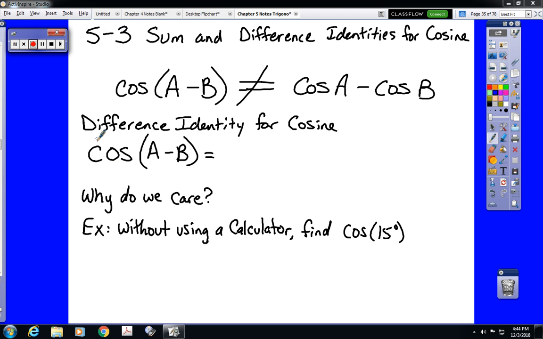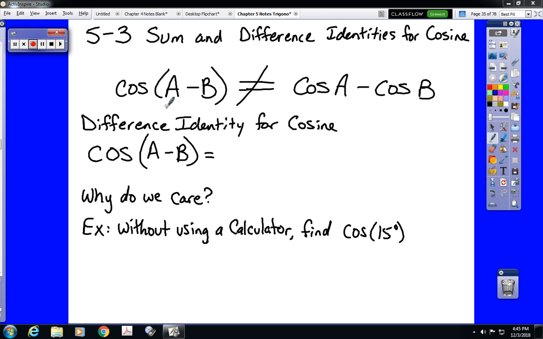Okay, so here are our lesson 5-3 notes covering the sum and difference identities for cosine. Now this is all based on a common misconception among high school students. If we're looking at the cosine of angle A minus angle B, that is not equal to cosine A minus cosine B. Students love all the time to just think they can drop parentheses. We can't do that here.